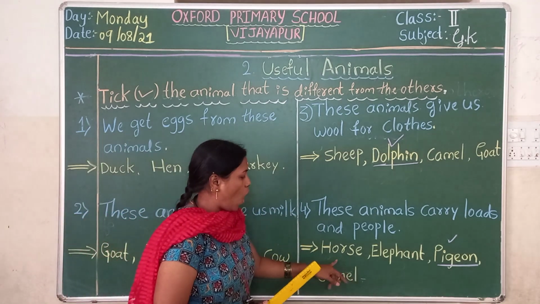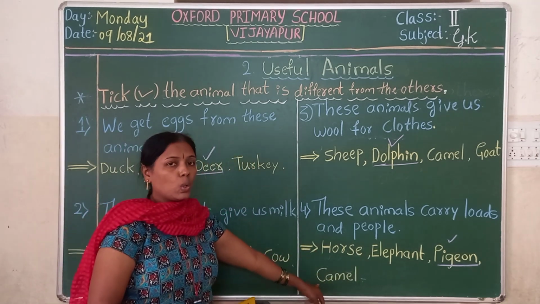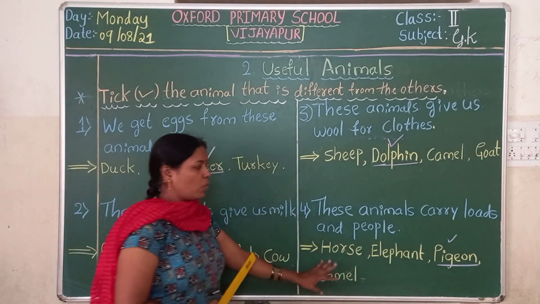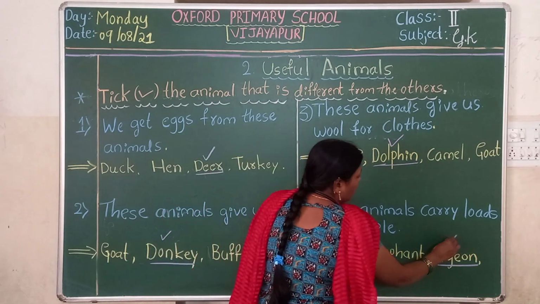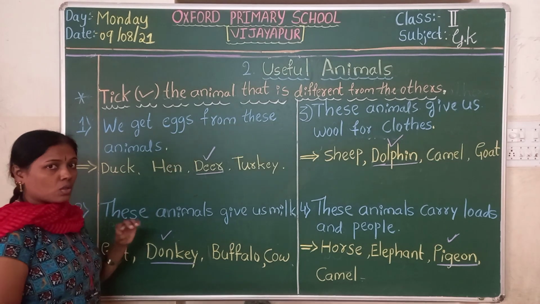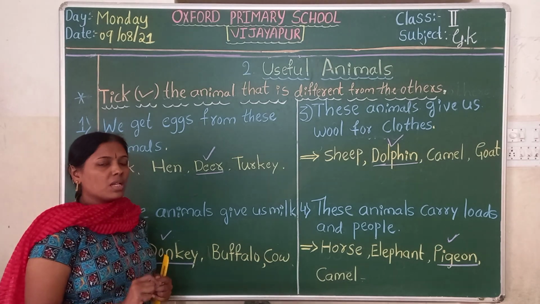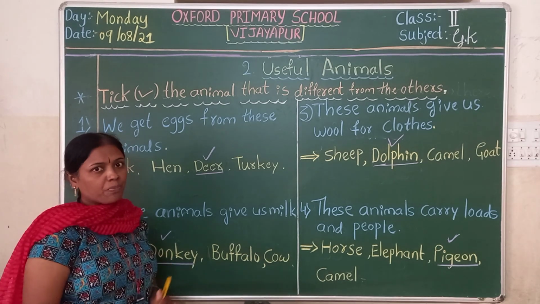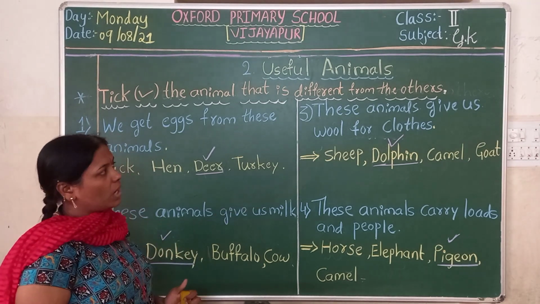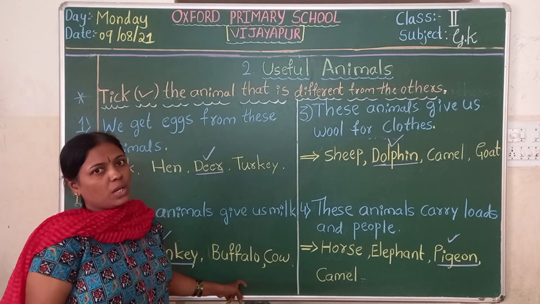So here, horse can carry loads, elephant can carry, and also camel can carry loads and people, right? So here peasant is the different one. So we have to underline it and take it, right? These are the four questions. In your textbook also they have given. We'll see the textbook now, and in the textbook you just have to take the animal which is different from the other three, right? We will see now in the textbook as well as in the notebook how to write. Okay, now I will write the homework and later we'll see the textbook and the notebook.